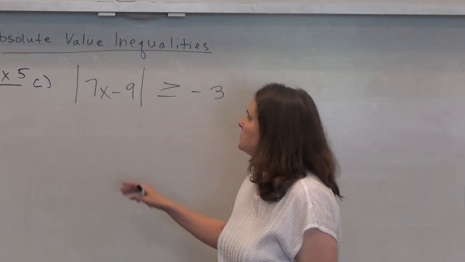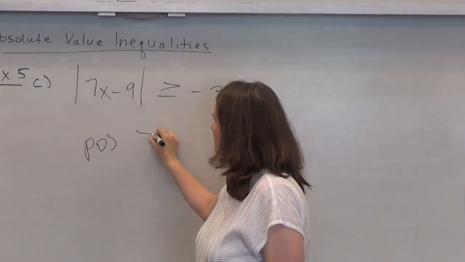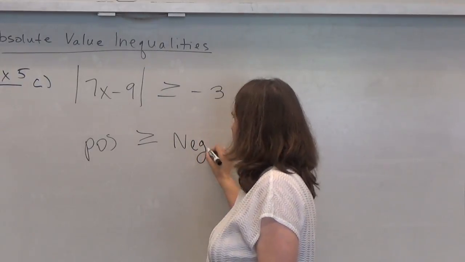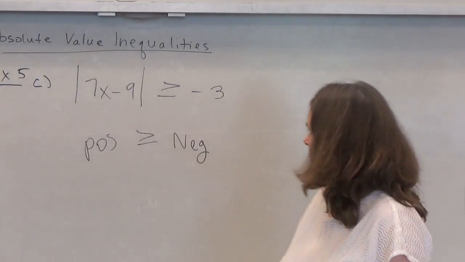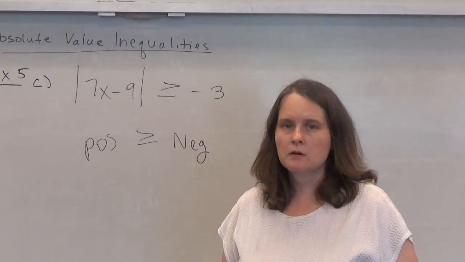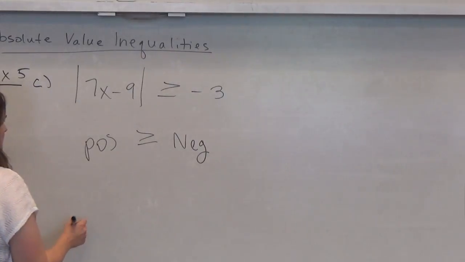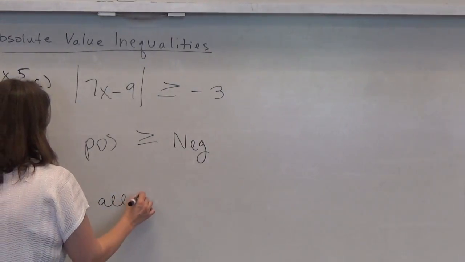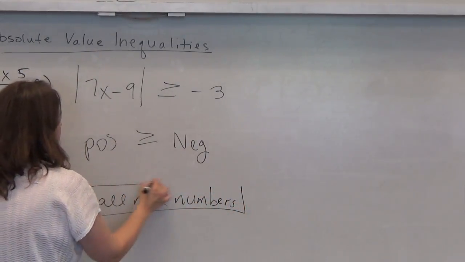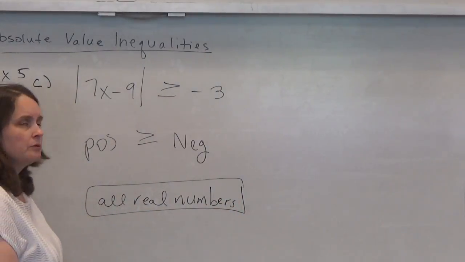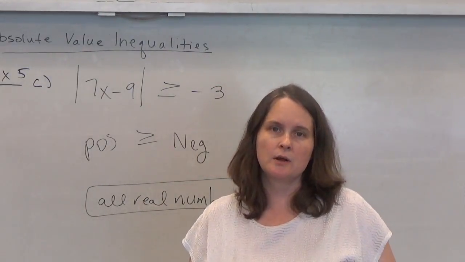So, because absolute value is always positive or 0, we've got a positive here greater than or equal to a negative here. That's either always true or always false. Which one is it? A positive is always greater than a negative number, so the answer to this is going to be all real numbers. Or you could say infinite solutions. If you don't notice that, you can go through the steps, but then when you go to graph it, if you're graphing it correctly, you should end up with the entire number line shaded.